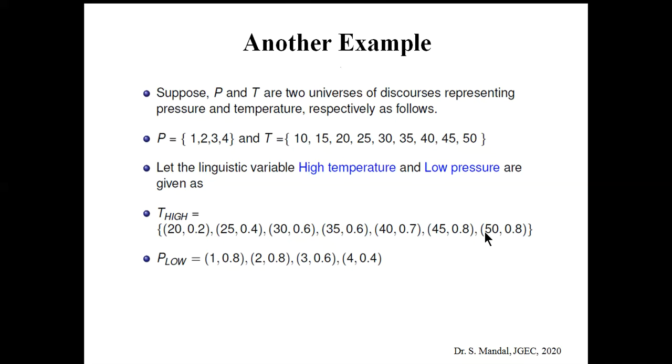So obviously, when the temperature is rising, the corresponding membership value is gradually higher. So obviously, this denotes the membership function, sorry, it denotes the fuzzy set for the corresponding high temperature. And this one is the P low. That means for low pressure, the corresponding membership value will be high, like 1.8, 2.8, 3.6, 4.4. So as the pressure increases, the corresponding membership value decreases.